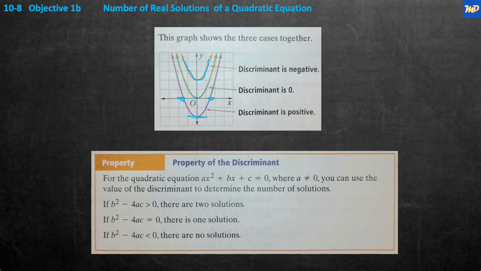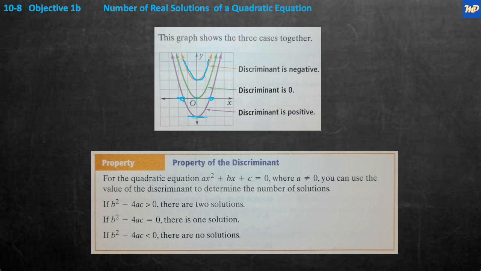For the quadratic equation ax squared plus bx plus c equals 0, where a is not equal to 0, and we know why it can't be equal to 0, because if it was, it would not be a quadratic. It would be a line. It would be bx plus c. You can use the value of the discriminant to determine the number of solutions.